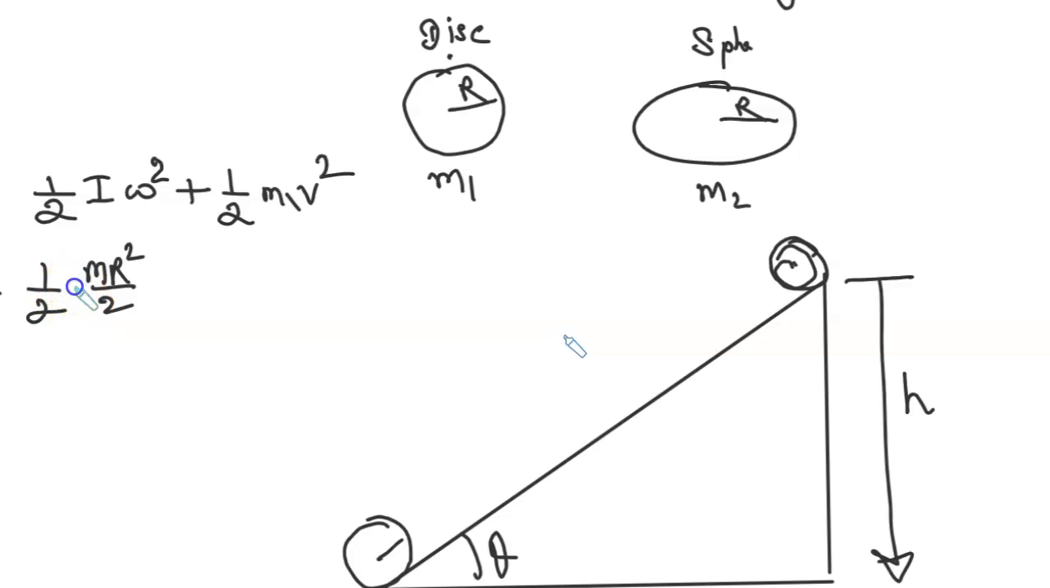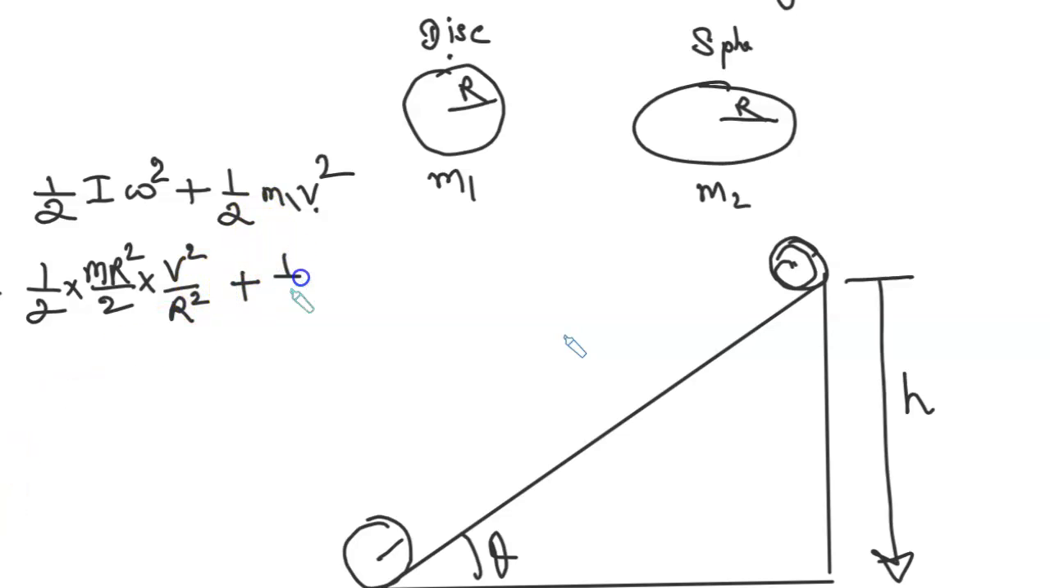Please tell me if there is any confusion. Omega square is v square over r square. Here v is there, here omega is there, put it in one line only. Omega is v over r, so v square over r square. Is it clear?